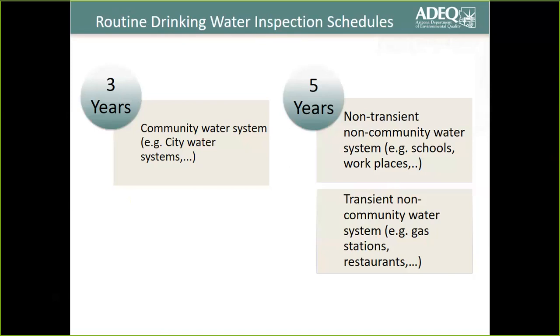And lastly, transient non-community water systems. These are systems that do not regularly serve at least 25 of the same people over 6 months out of the year. So these are your gas stations, your rest stops, your restaurants and such, where people remain there just for a brief moment. They don't remain there for long periods of time.